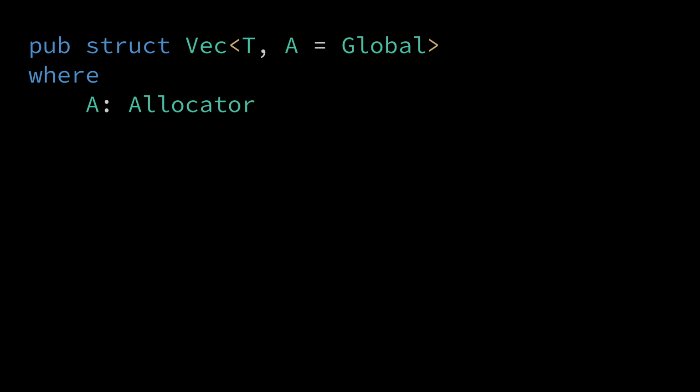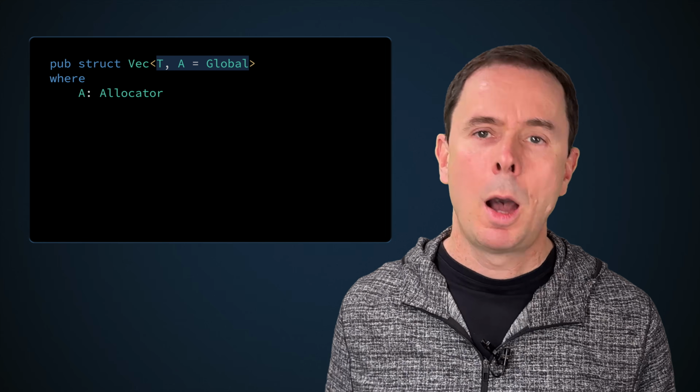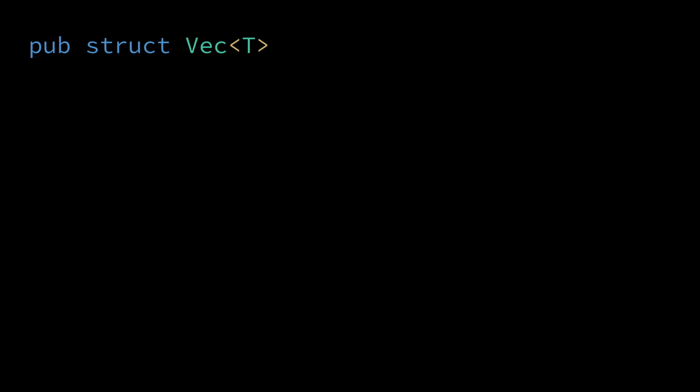Now, if you look up vec in the standard library, you'll see this. It's a struct with two generic type parameters. T is the element type, that's the one we care about. A is an allocator, and A equals global means by default, if you don't say anything about the second type parameter, you get the global allocator. I've never needed to use a different allocator, so let's keep it simple. We can ignore all that allocator stuff. Just think of vec as having a single type parameter t.